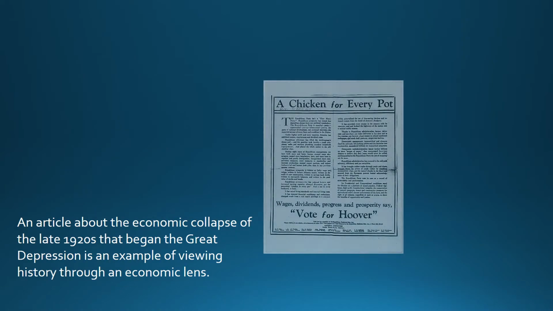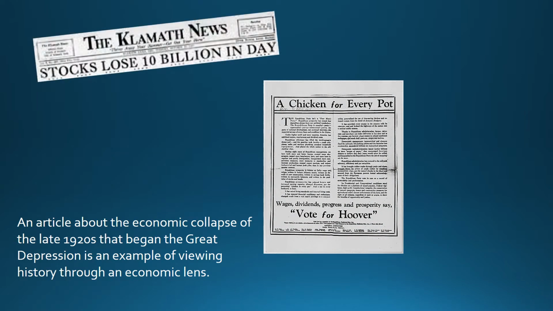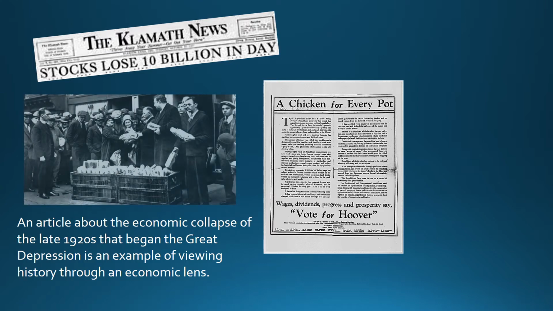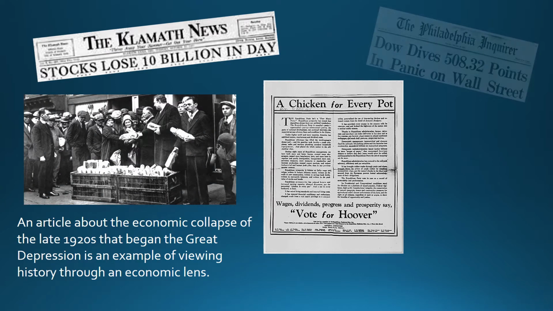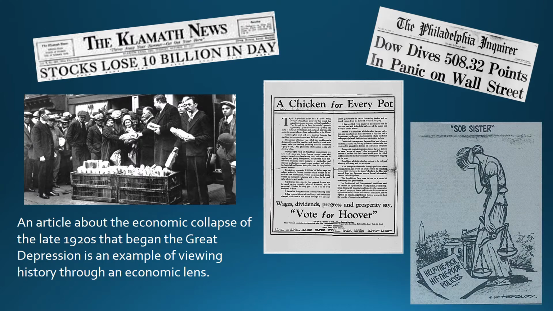Next, for the economic lens to study history through, I've chosen the economic crisis of the late 1920s. So there's a couple of headlines there that refer to the crash of the stock market on October 29th, 1929, which incidentally was not the cause of the Great Depression. It was a symptom of the very bad economy that was getting worse and worse during the 1920s.